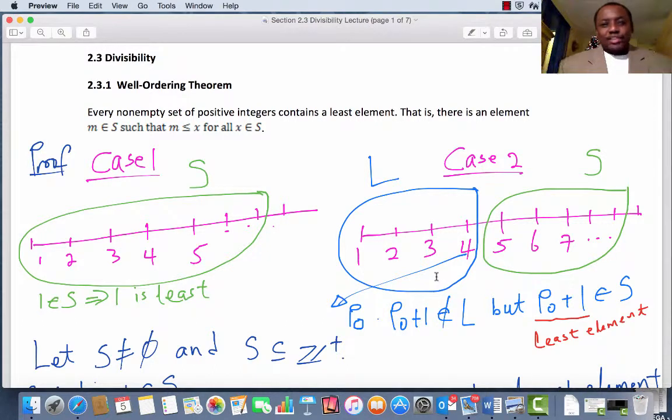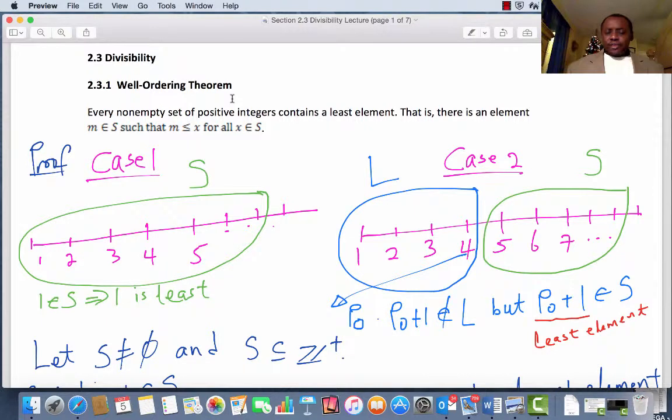Welcome to Lecture 10, Divisibility, Section 2.3 of the text Elements of Modern Algebra by Gilbert and Gilbert. This is Dr. Gilbert, Eyabi. Section 2.3, Divisibility. Subsection 2.3.1, Well Ordering Theorem.